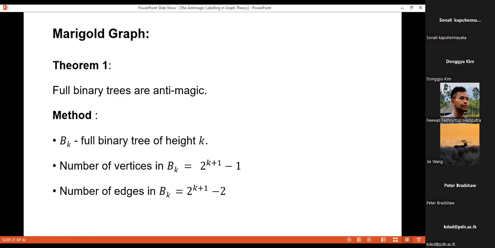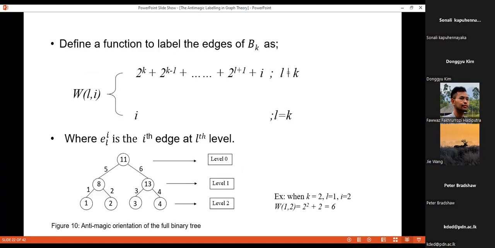We know that the marigold graph is created using full binary trees. Therefore, here we use the concept of anti-magic labeling of full binary trees. When we consider the edges at the bottom level, we just put the number of the position of that edge. And when we consider the edges at the other levels, that means except the bottom row, we define a function to label those edges as 2^k + 2^(k-1) up to 2^l + 1 + i.